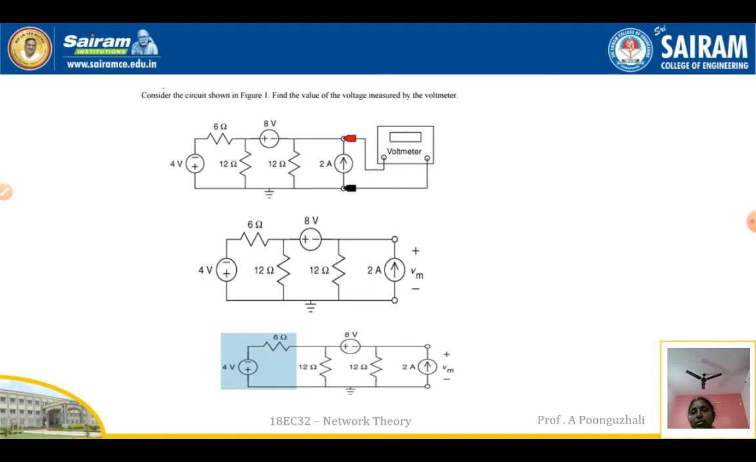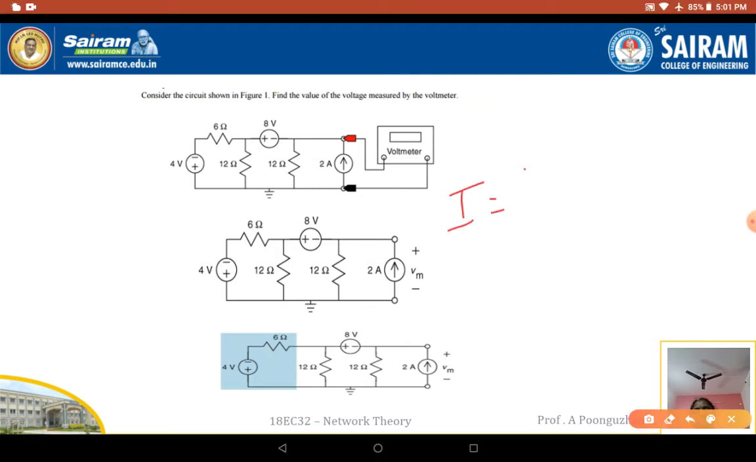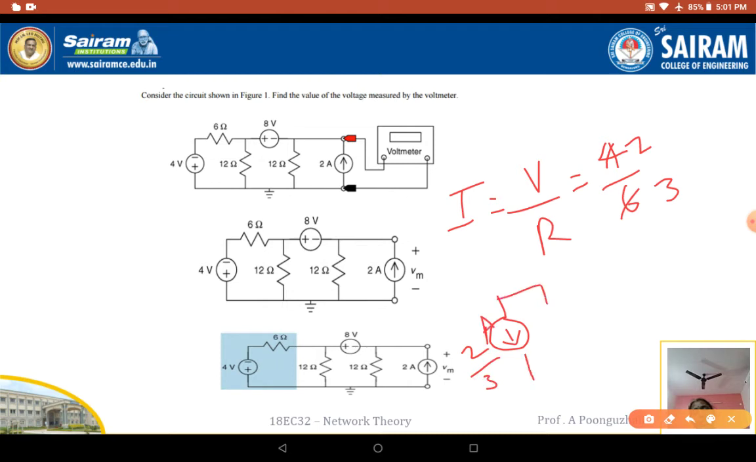So when I convert this voltage source to a current source, I is equivalent to V by R. V is nothing but 4, R is nothing but 6. That means it is going to be 2 by 3. But the direction is going to be positive. So when I draw it, my current source will be like this. So positive is going to be 2 by 3 amps in parallel with the resistance 6 ohms. Again I am going to have the 12 ohms present.